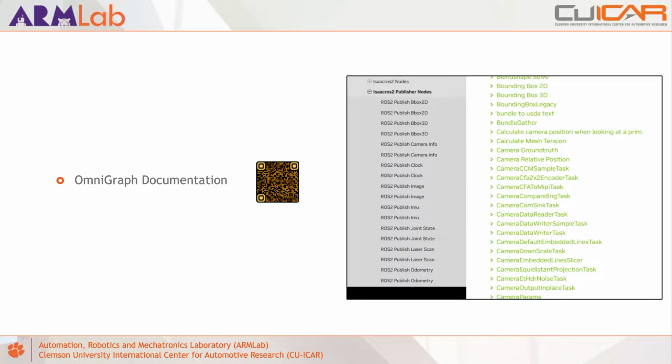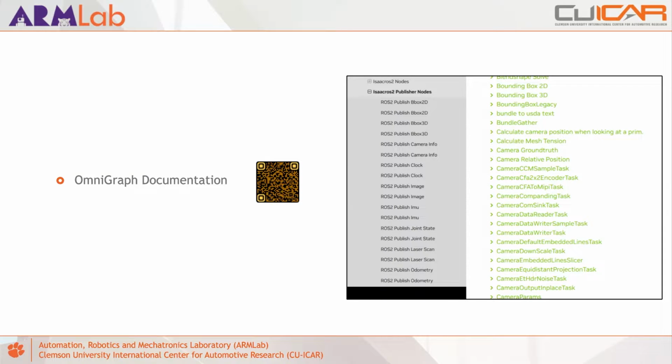Alright, so before we start building the action graphs, I would like to share OmniGraph documentation with you guys. You can scan the QR code. It will lead you to the NVIDIA website where all the documentation about OmniGraph is. So for Husky, I have four action graphs. They are ROS2 clock, driver action graph, camera action graph, and odometry action graph. I will explain the elements in these action graphs and what they are for one by one.